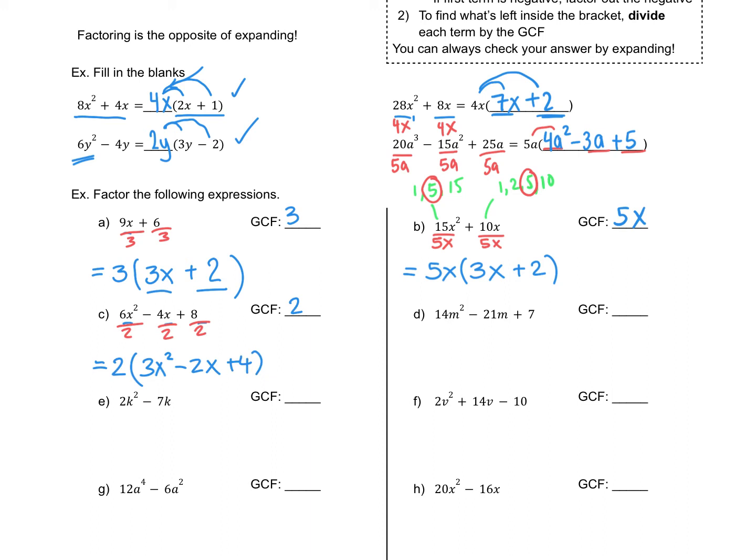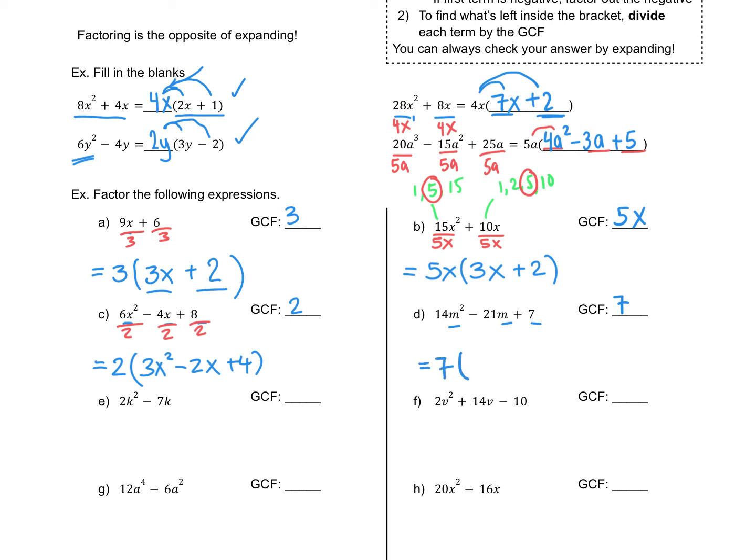Okay, the next one. 14m squared minus 21m plus 7. 14, 21, and 7. If you look at a multiplication table, all three of those numbers are part of the 7 column or row. So 7 is your GCF. And then m squared, m, nothing. So there is no common variable here.